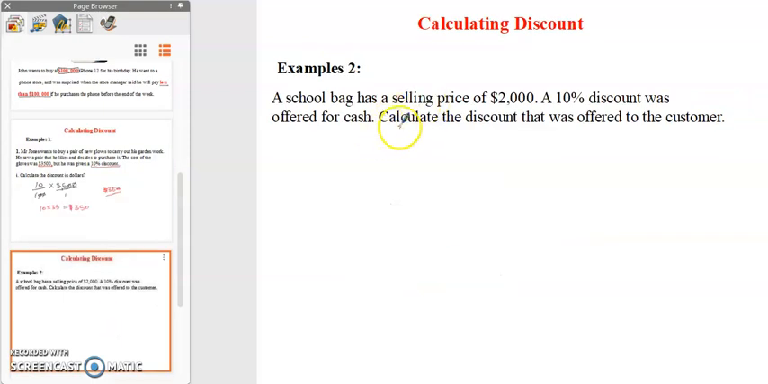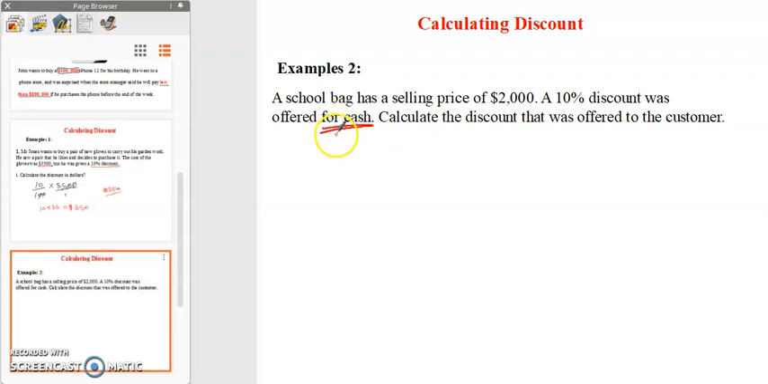Example 2. A school bag has a selling price of $2,000. A 10% discount was offered for cash. Calculate the discount that was offered to the customer. And whenever they say offered for cash, it means that if you pay the cash up front, you're going to get the discount. So if it's a case where you took it out on a higher purchase deal or so, you won't get the discount.